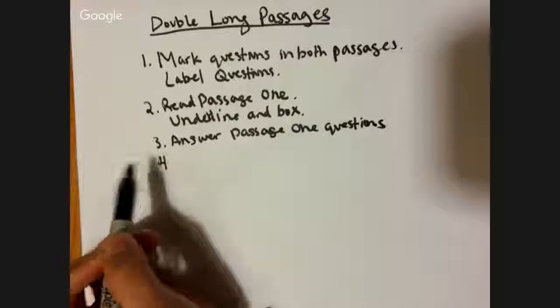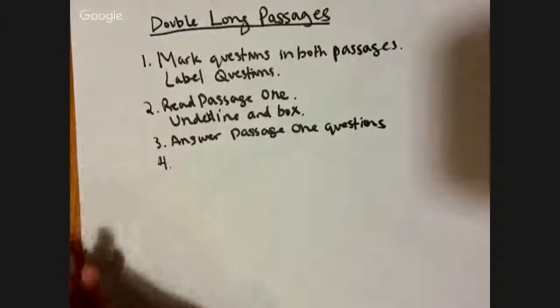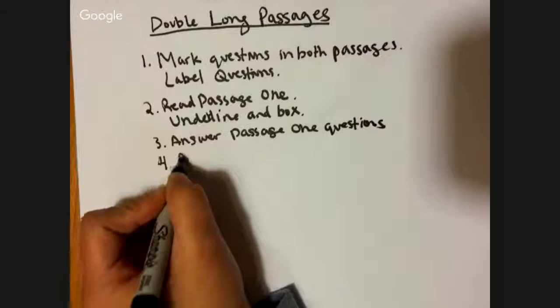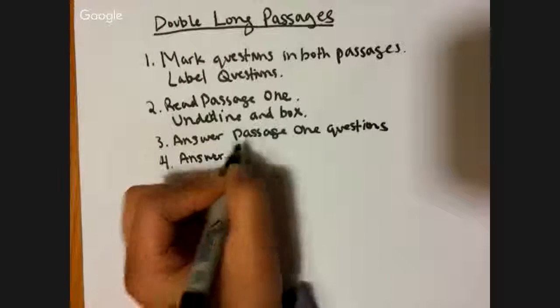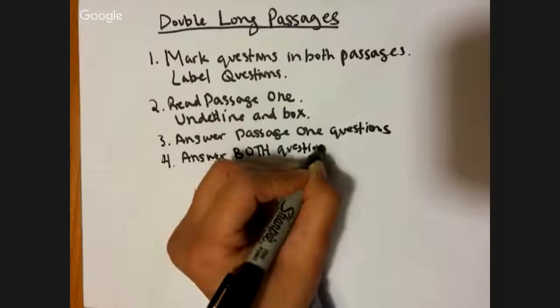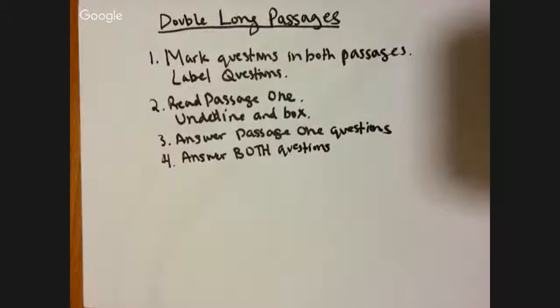Alrighty, now you've answered all the questions you can that come from passage 1. Now answer both questions. The questions that need information from both passages in order to be answered. It's useful to go through them all right now without reading passage 2 yet, because again, passage 1 is still fresh on your mind. You may not be able to answer any questions, but you can definitely eliminate some answer choices based on information that you've just gained from passage 1.